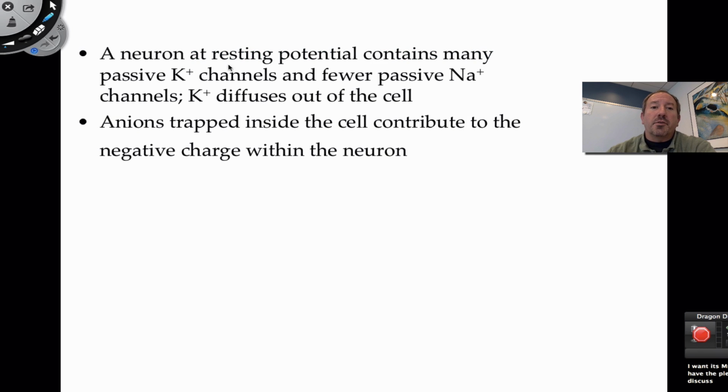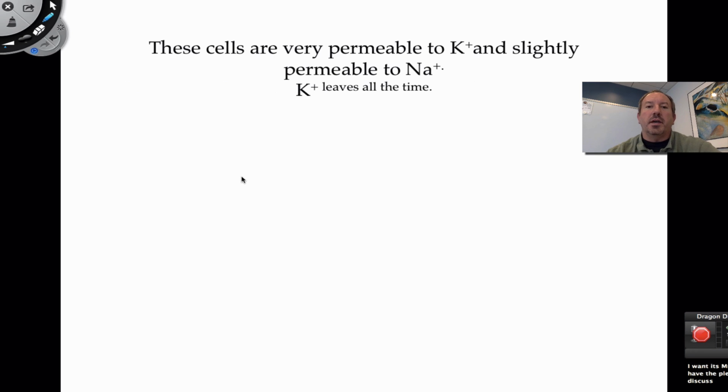So a neuron at resting potential contains many passive potassium channels and not so many sodium channels. And so, as it turns out, potassium has a tendency to diffuse out of the cell because there's so much opportunity for it to do so. And so the anions, these negatively charged organic molecules, are trapped in the cell, and so it always maintains this sort of negative charge within. Now, the cells are permeable to sodium as well as potassium, and they tend to leak.